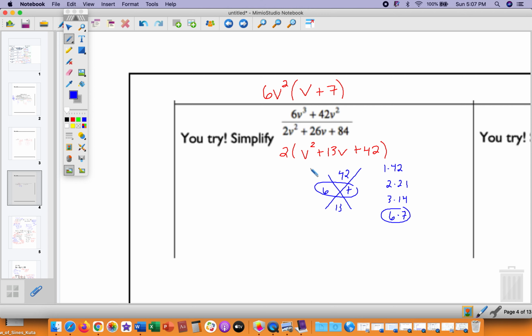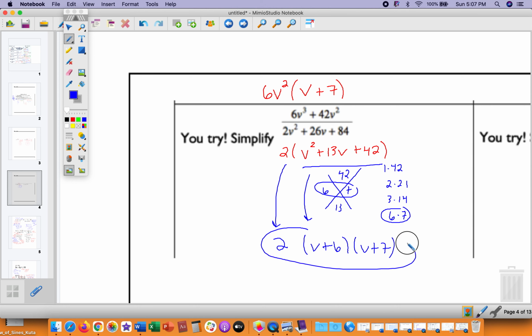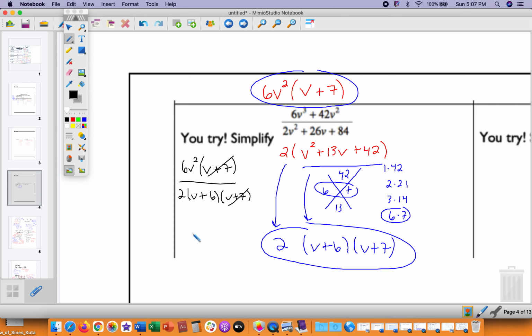So we would have v plus 6, v plus 7, times 2. So that's our denominator in blue and our numerator in red up here. So I'll write it off to the side. So we would have 6v squared times v plus 7 all over 2 times v plus 6 times v plus 7. Cross off quantity v plus 7.